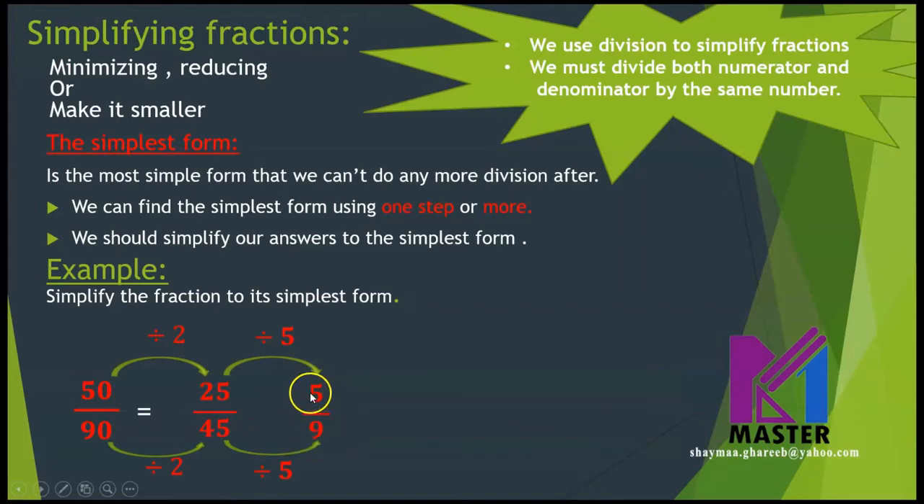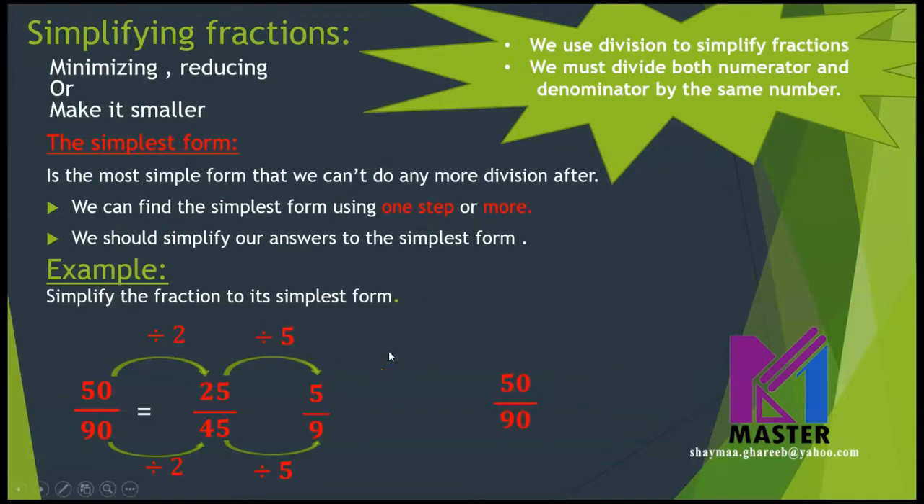Can I do any more division? I have number 5 and number 9. Can I divide both numbers by the same number? Of course not, which means this fraction is the simplest form. So the simplest form of 50 over 90 is 5 over 9 because I cannot do any more division. I used 2 steps here to get the simplest form. I divided by 2, then I divided by 5. The order doesn't matter. You can use any number of steps as you like.